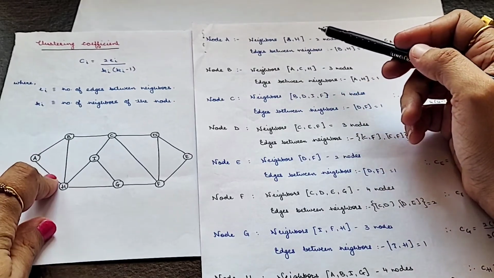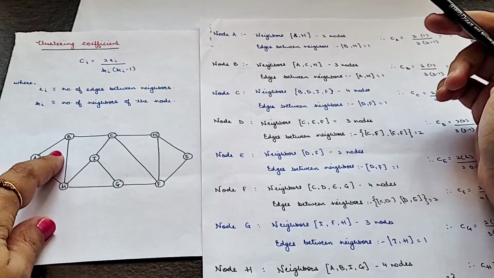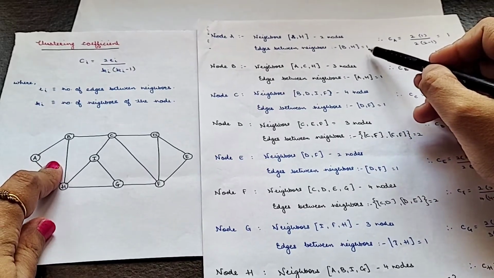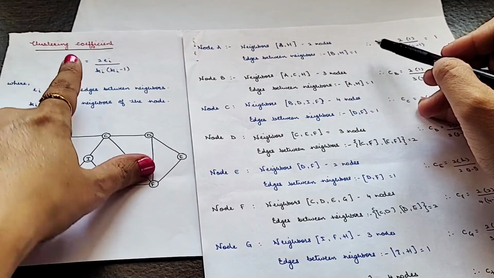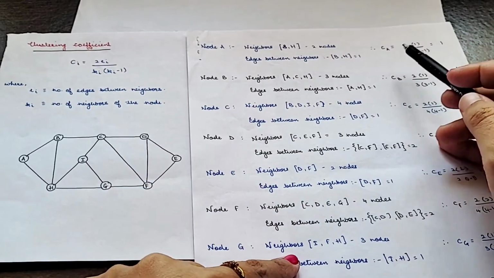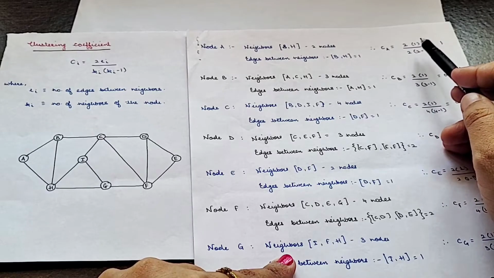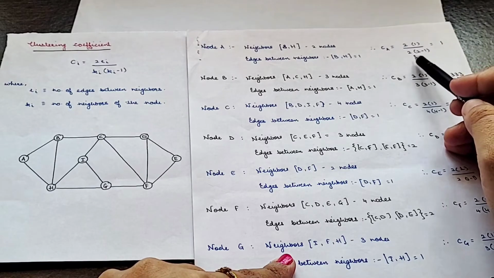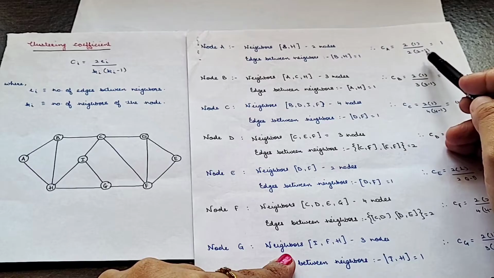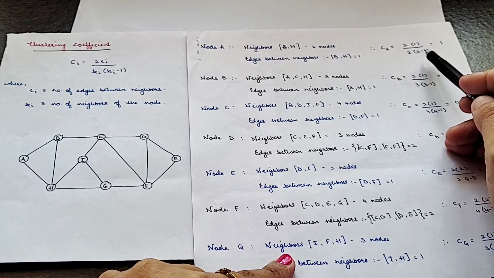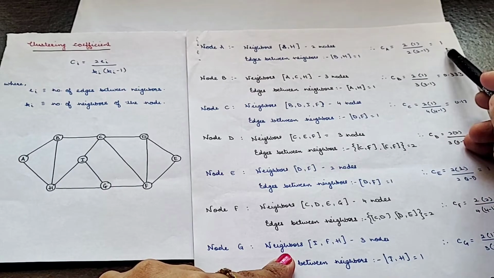Your neighbors are B and H. You have a single edge. So write down that edge over here, that is 1. Now using this clustering coefficient formula, we'll be finding out CA is equal to 2 into 1, that is the single edge, upon 2 into 2 minus 1, that is the number of neighbors. It comes out to be 1.